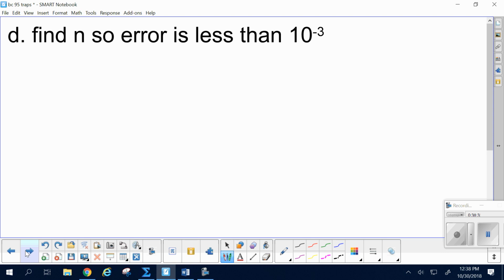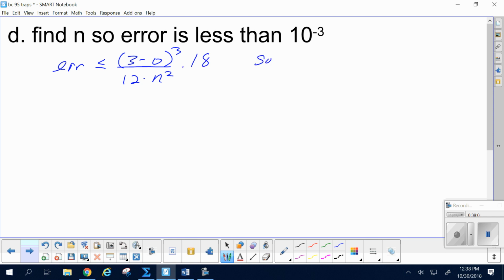Start with this idea. Error is less than or equal to B minus A. Is that going to change this time? Are B and A going to change for this problem? No, it's still 3 minus 0. Is N going to change? Yes, that's what we need to find. We want to find N. So that's going to stay N squared per the formula. The concavity measure, 18, that hasn't changed. It's still 18.